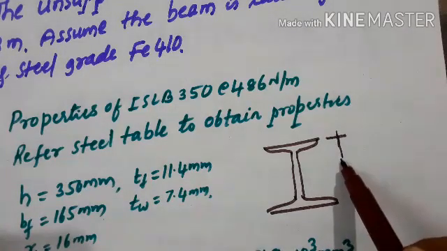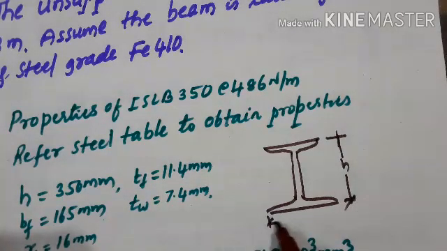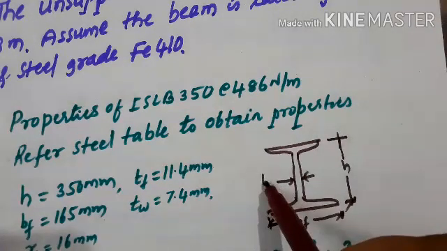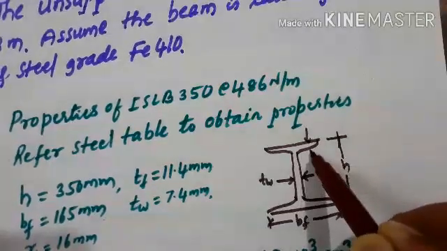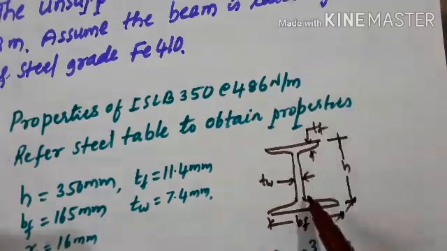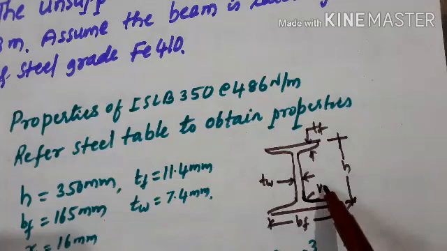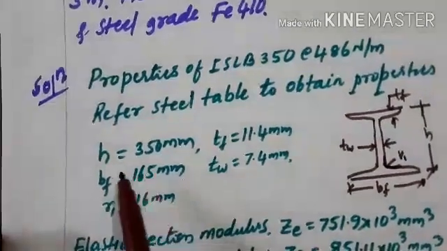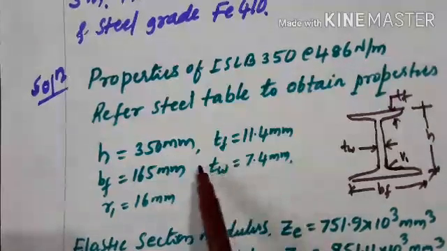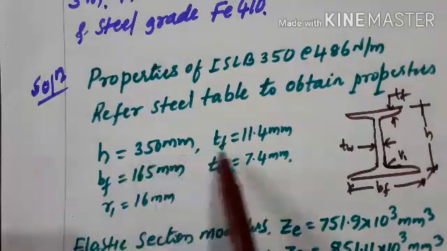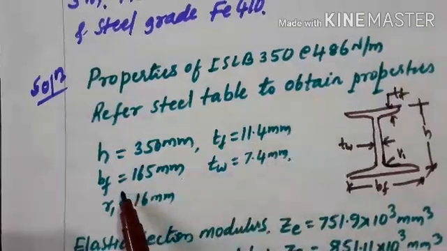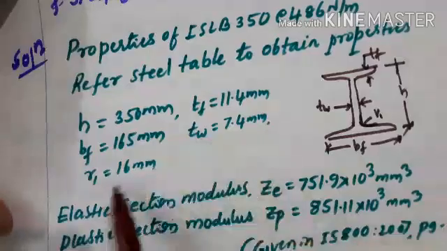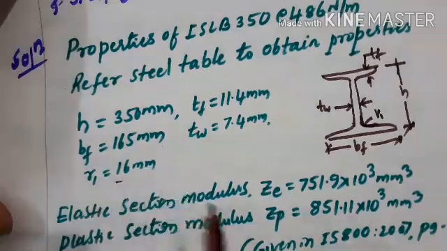This is the depth of the section, then width of the flange, then thickness of web, then thickness of flange. This is the root radius R1. So take all the properties from the steel table. These are the properties I have taken from the steel table. H is 350, thickness of flange 11.4, breadth of the flange 165, thickness of web, all we have taken, and the root radius 16 mm.